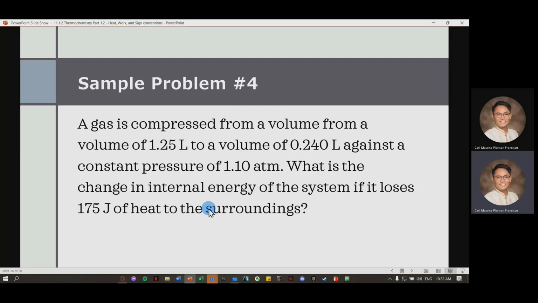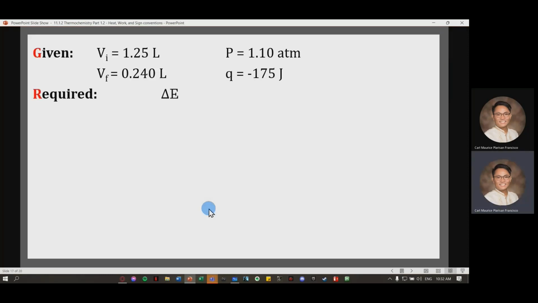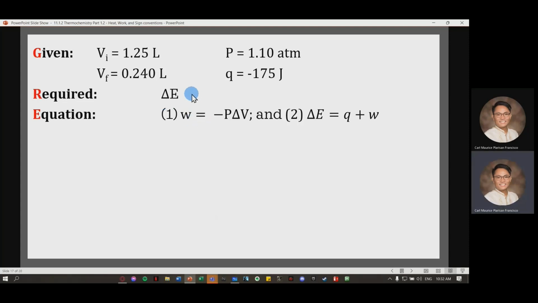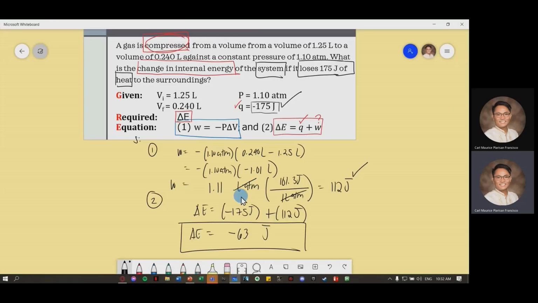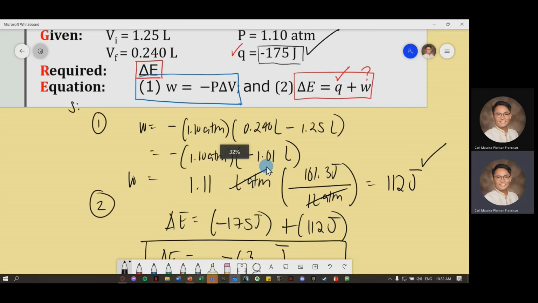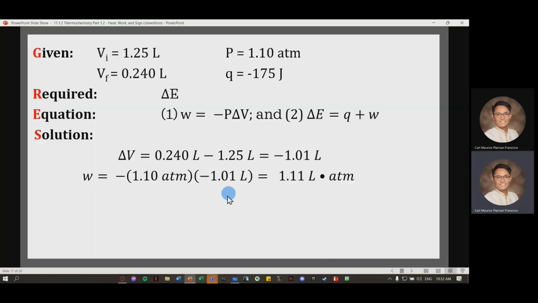From the PowerPoint presentation, we also have the same given, required, and equation. We need to start by computing for work. Since internal energy is required, the equation for internal energy is Q plus W. We have Q, but we do not have work. So we need to compute for work from scratch using equation number 1. So hence we have this. Okay, so negative 1.01, we started with that one, remember, and a negative 1.01. And then we multiply it, we have 1.11 liter atmosphere.